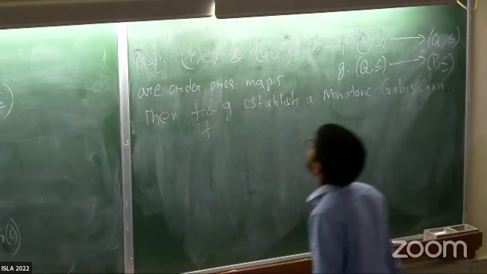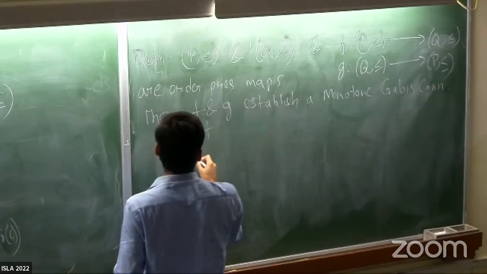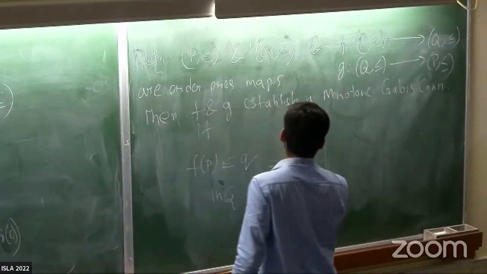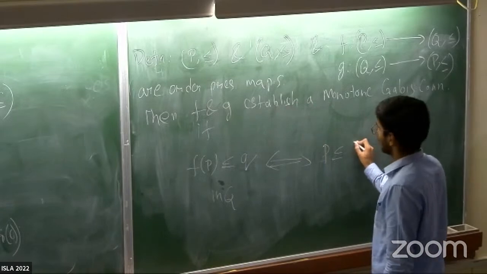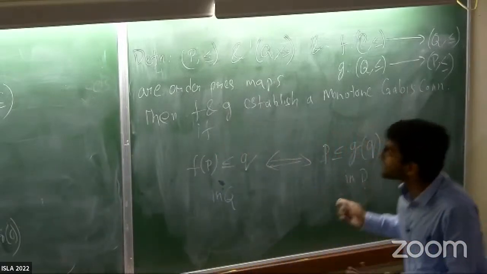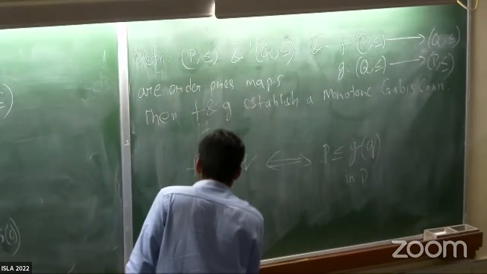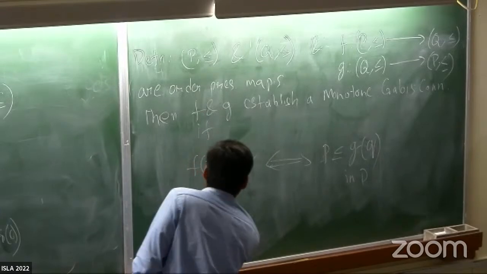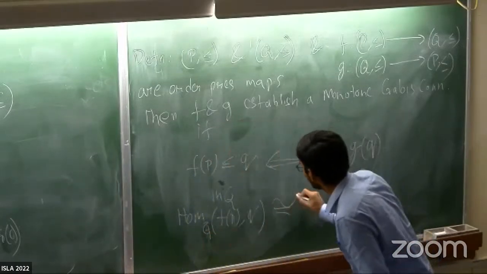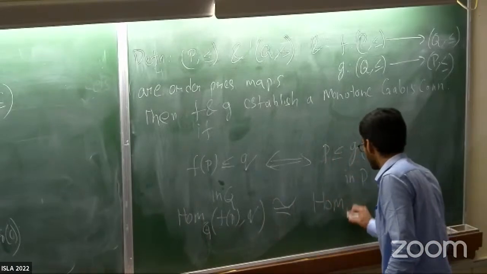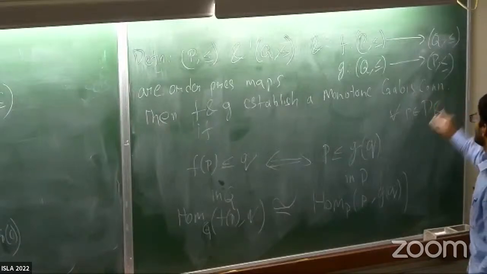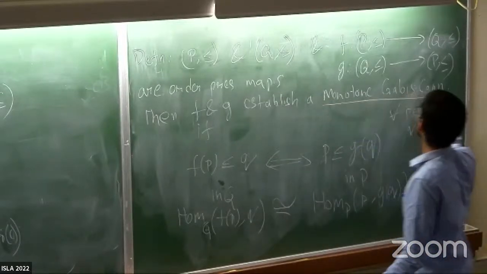if the following happens: you begin with any element p of P, you apply F, and you get F(p) in Q. In Q, F(p) is less than or equal to q if and only if p is less than or equal to G(q) in P. In other words, Hom in Q of F(p) to q is the same as, naturally in p, Hom in P from p to G(q), and this is for all p in P and q in Q. So this is the monotone Galois connection.